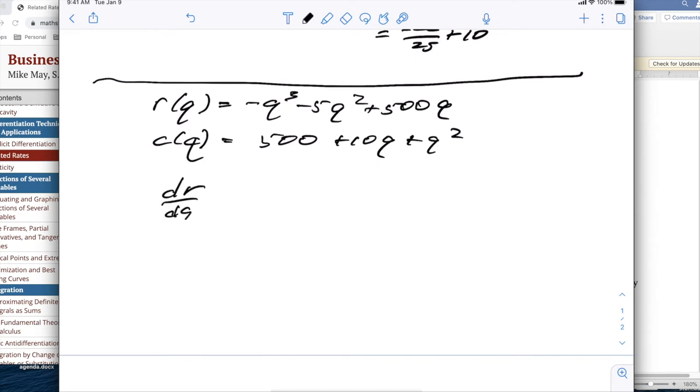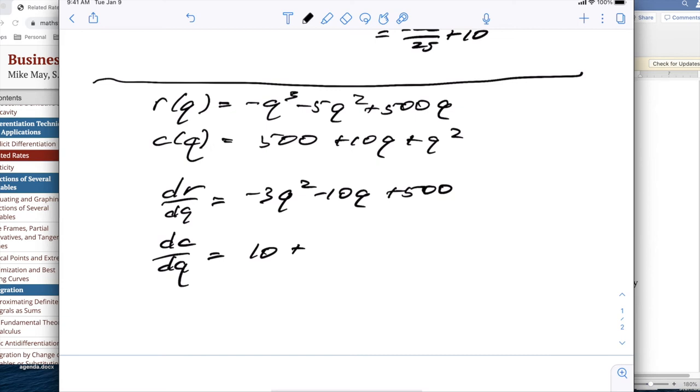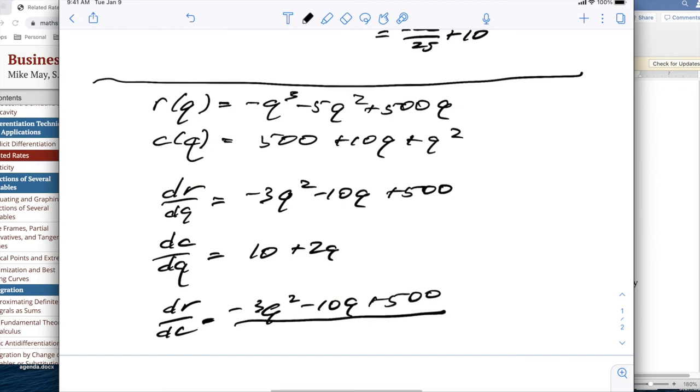The revenue d quantity is minus 3 quantity squared minus 10 quantity plus 500. My cost d quantity is 10 plus 2 quantity. My derivative of revenue with respect to cost is minus 3 quantity squared minus 10 quantity plus 500 divided by 10 plus 2 quantity.